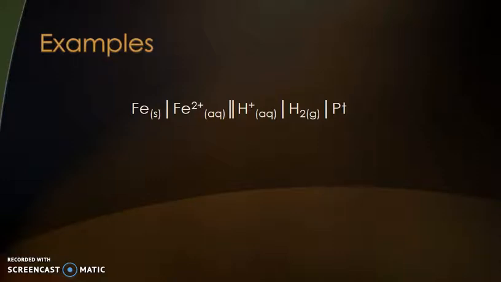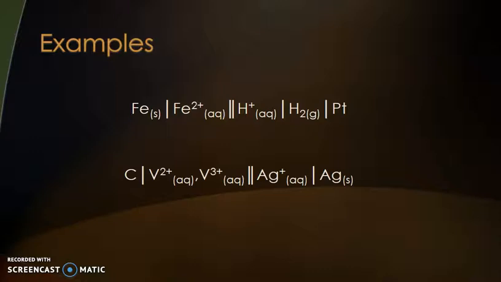Neither of those are things that we can connect an electrode to, so we need to have an inert electrode in there, and that's why the platinum is sitting out to the side. Because all three species are in different states, so the hydrogen ions, the hydrogen gas, and the platinum are all different states, they are all separated by those solid lines. And of course we've got a salt bridge between the two of them.